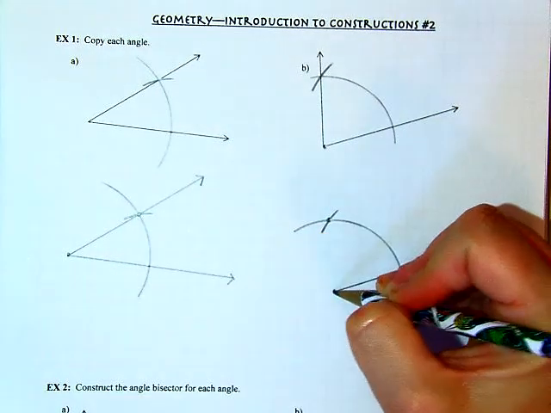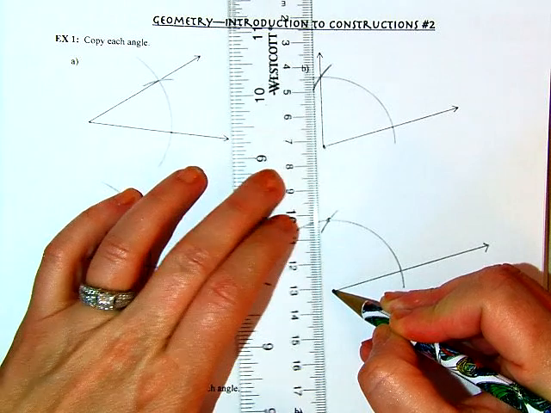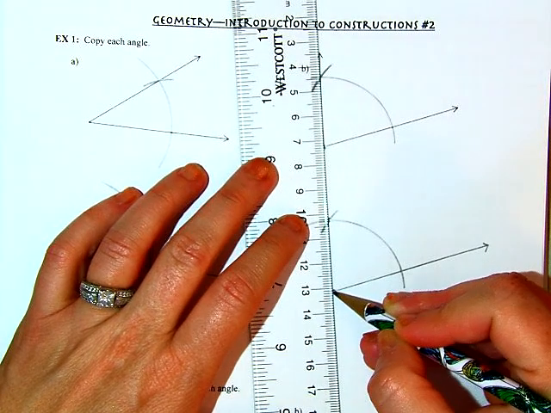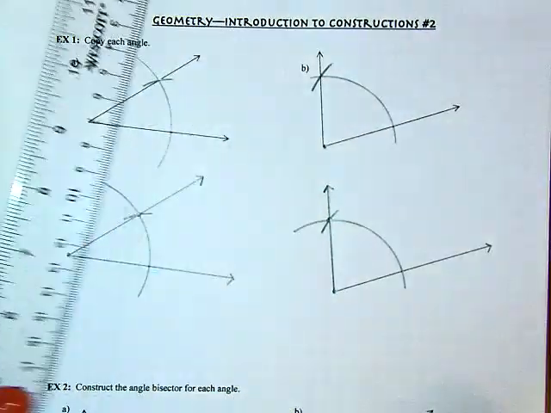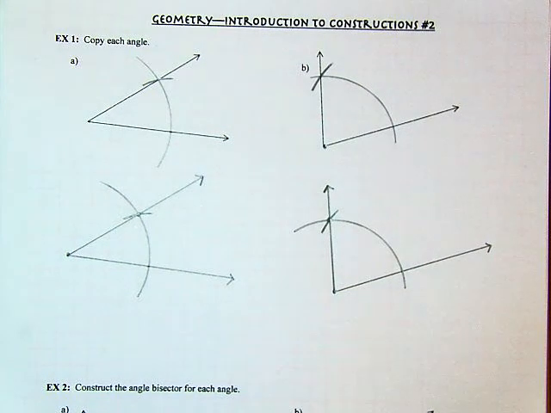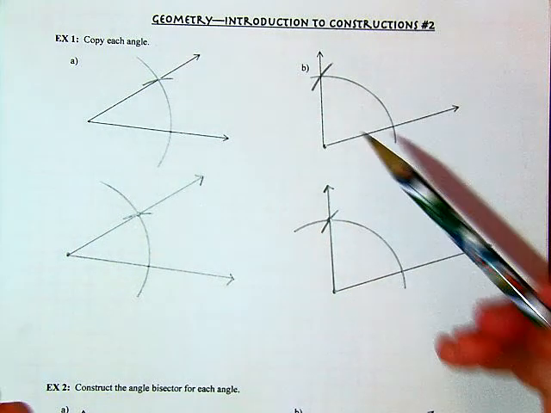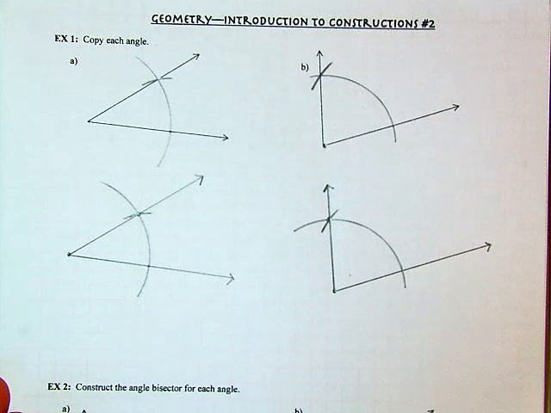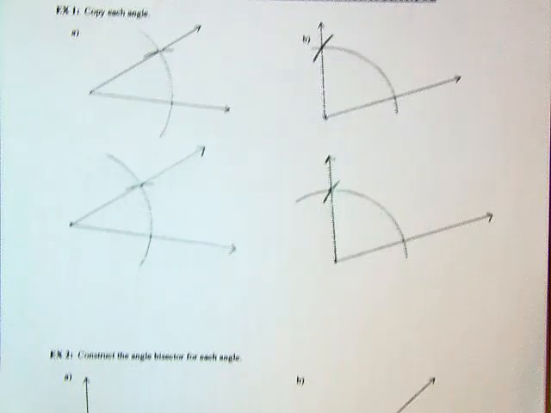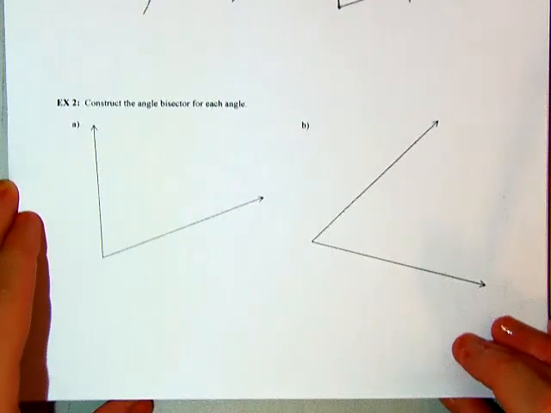I'm going to connect my vertex through that point. And I have duplicated my angle. I have copied my angle. These angles would be congruent. Their measures are equal. All right, one more construction for today.